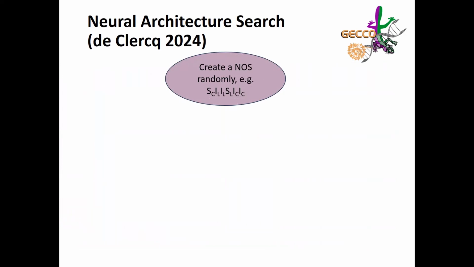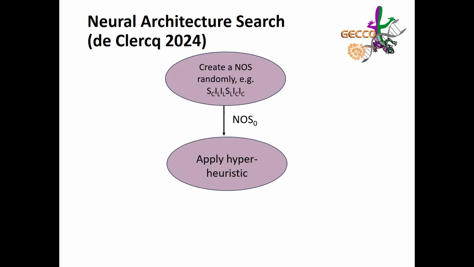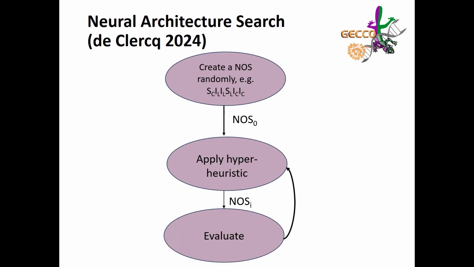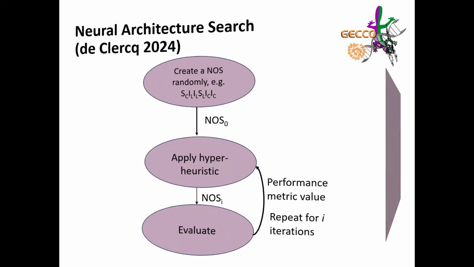Just to give an example of how it all falls together, that's where we create our string. If you look at the SCLL-LCL, that's swapping a connection, inserting a layer, swapping a layer, inserting a connection, and we just randomly create that. That's how we started off. After we create that, we now have our first design, more or less, in terms of a NOS operator, and then we apply our hyperheuristic to that. And then we get the next one. Of course, we evaluate, and that's the part you asked about, how expensive that would be. Then that process just continues. We send the performance matrix back to the hyperheuristic, and we do this for I iterations. And that's essentially the overall process.